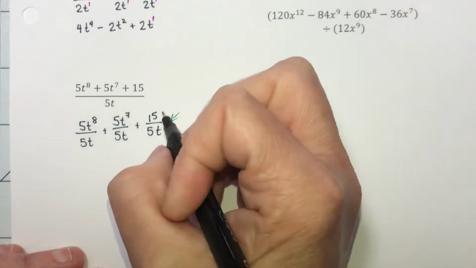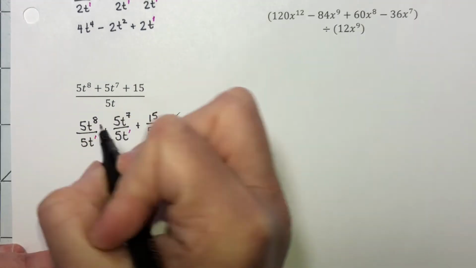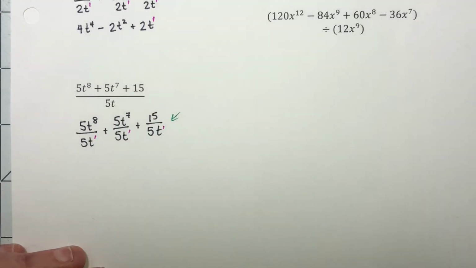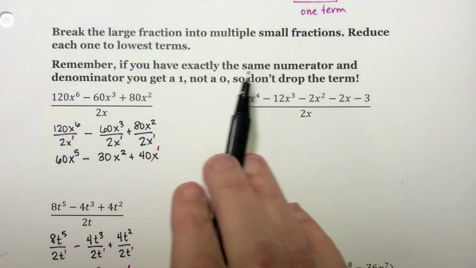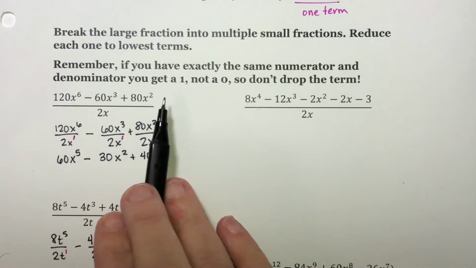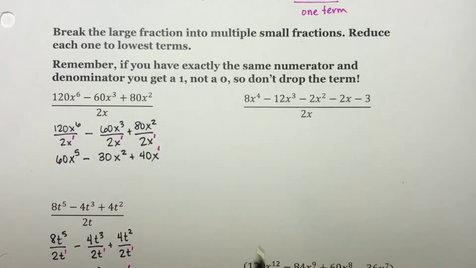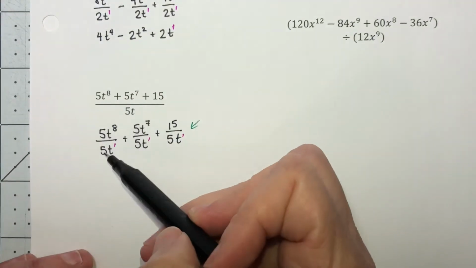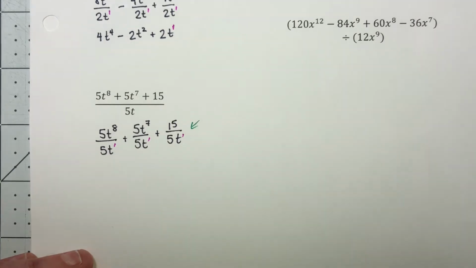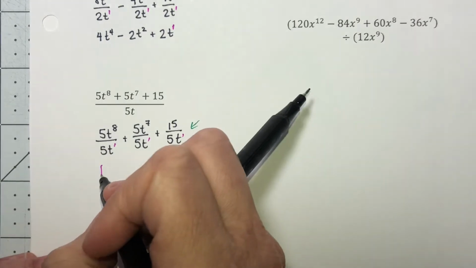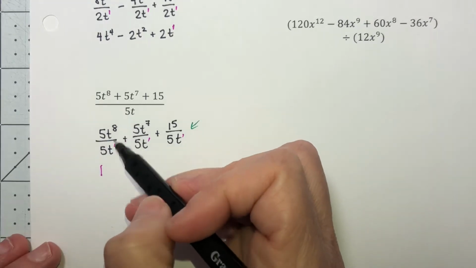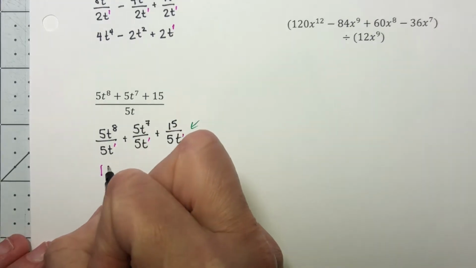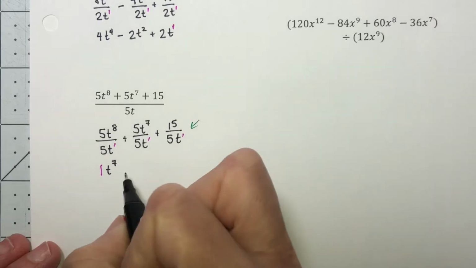Each of these has an understood first power. So go ahead and do the division. Now remember, if you have exactly the same numerator and denominator, you get a 1, not a 0. So it does not go away. 5 divided by 5 is a 1. You can put the 1 in if you need to at first. Okay? Now subtract those exponents. 8 minus 1 is 7, so I have 1t to the 7th.